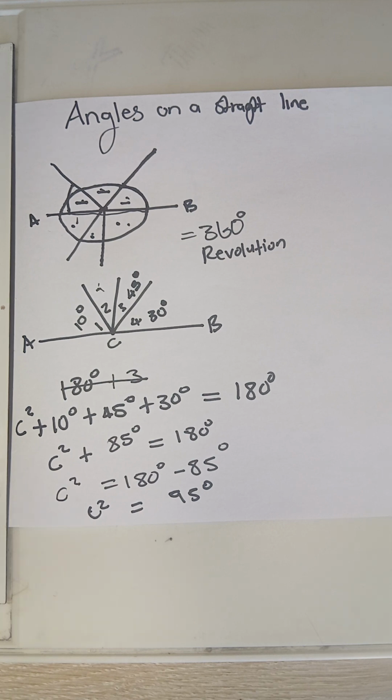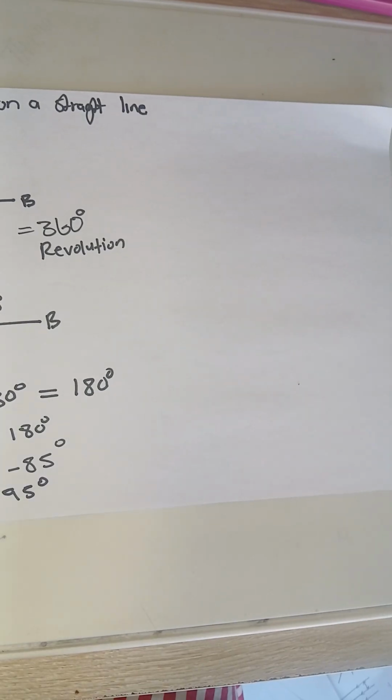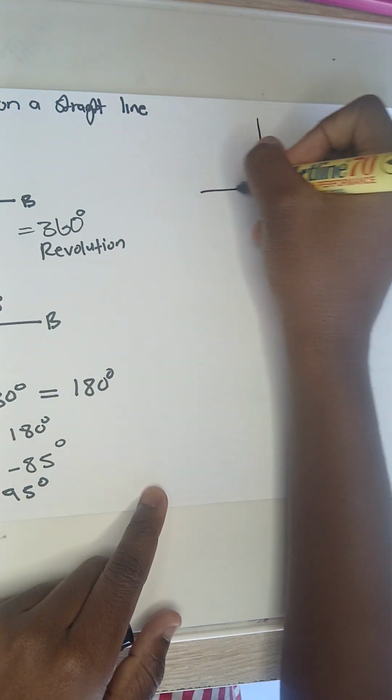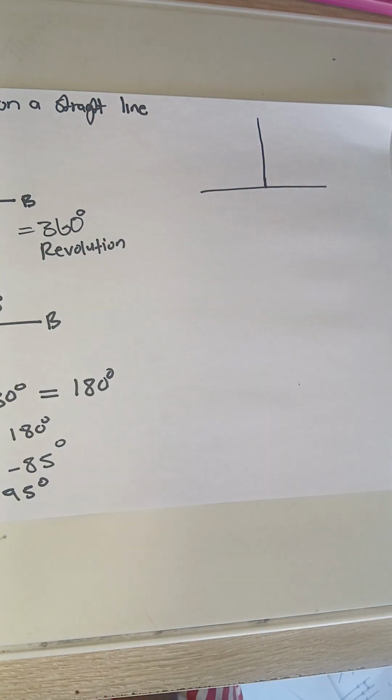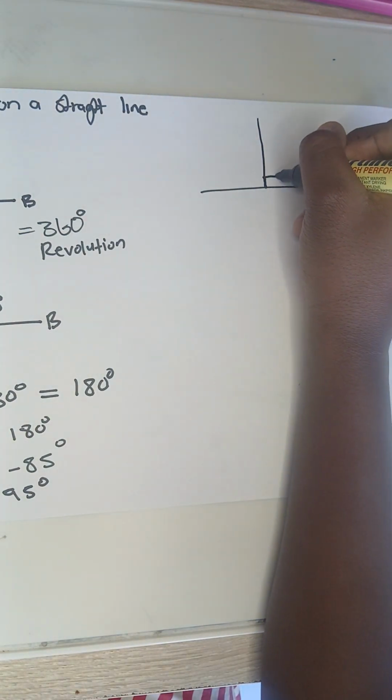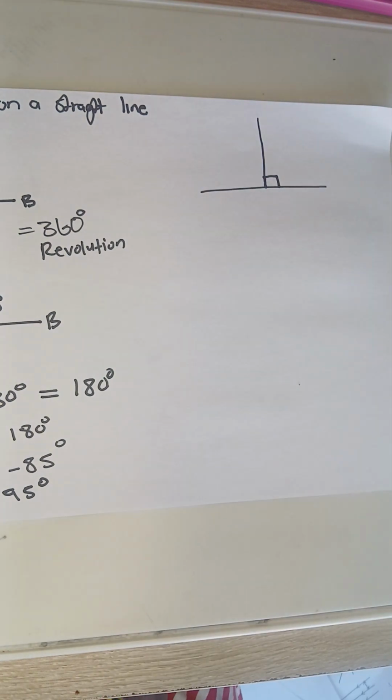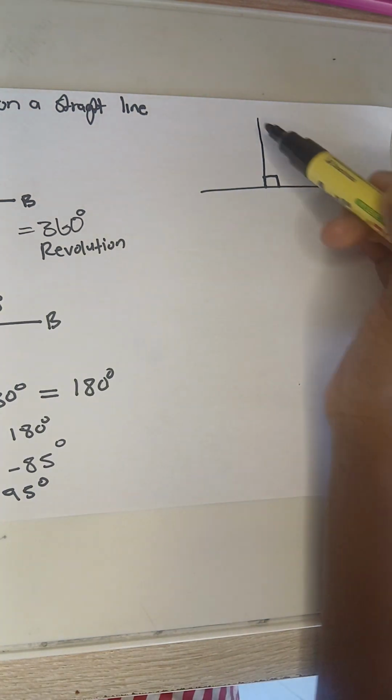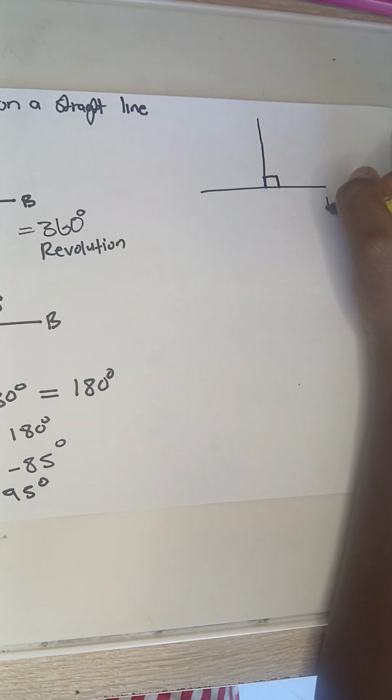Again, we have a parallel line, not a parallel line, a perpendicular line. Perpendicular lines, when two lines like this form 90 degrees, this thing here represents 90 degrees. When two lines form 90 degrees, we say that the two lines are perpendicular to each other. And this is the symbol of perpendicular.